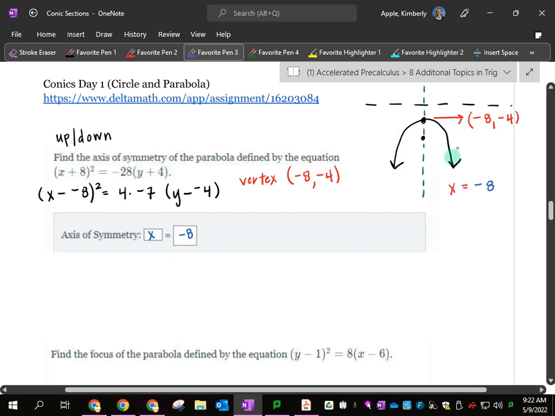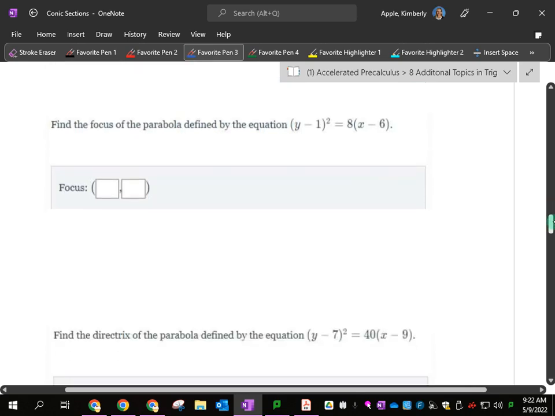Now, if you don't need this little silly diagram, if your brain can just think, I just need the x coordinate of the vertex because the axis of symmetry is a vertical line, then knock yourself out. I'm not able to do that kind of acrobatic in my brain, so I draw the picture. Okay. Now this one is a step past that one.